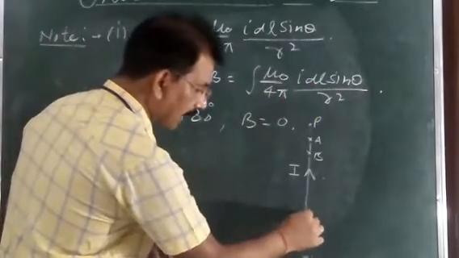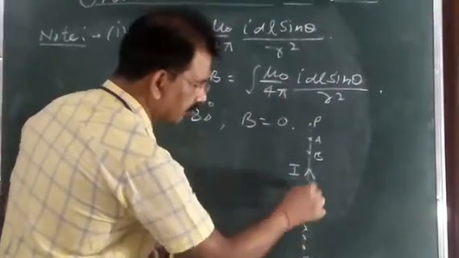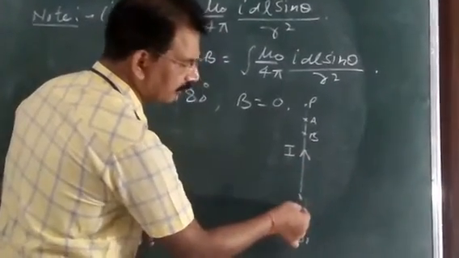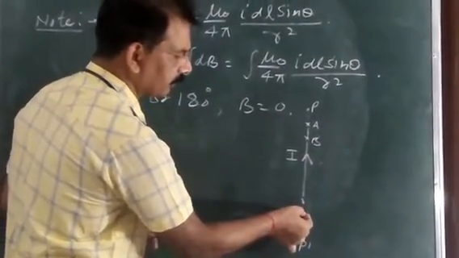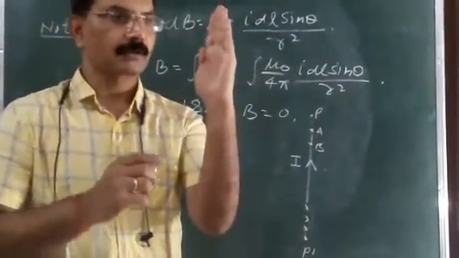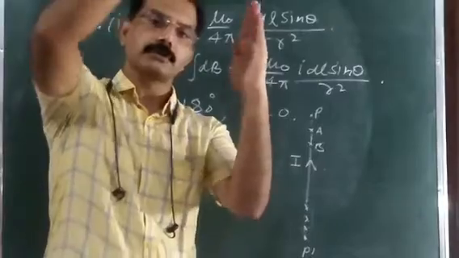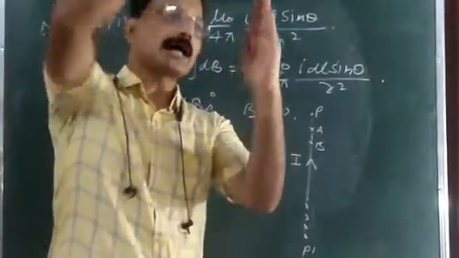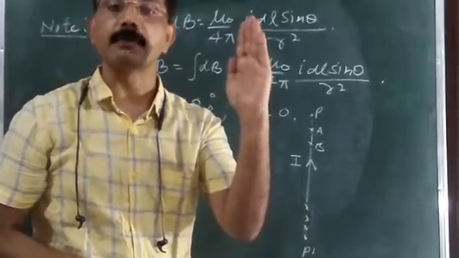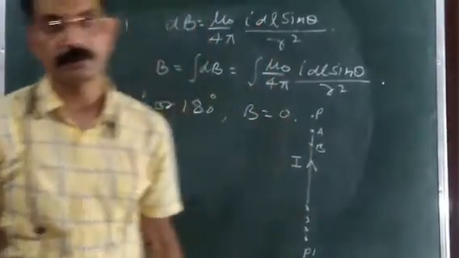In the same way, at all the points below it, in the direction of current, if you take the point here, this angle is 180 degree, and sine 180 is also 0. Just remember one thing: extend the current carrying conductor, and at all the points that lie on it on both sides, the magnetic field will always be 0.